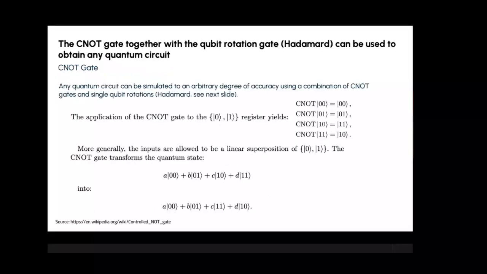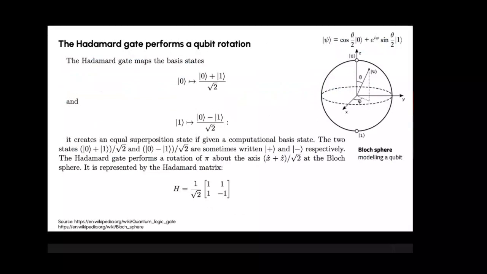So the Hadamard gate is this. It performs a qubit rotation. So the base state 0 is mapped to 0 plus 1, and 1 is mapped to 0 minus 1, divided by square root of 2. So what does this do? It creates an entanglement. So wow, this is an entanglement gate. And this is the key thing.